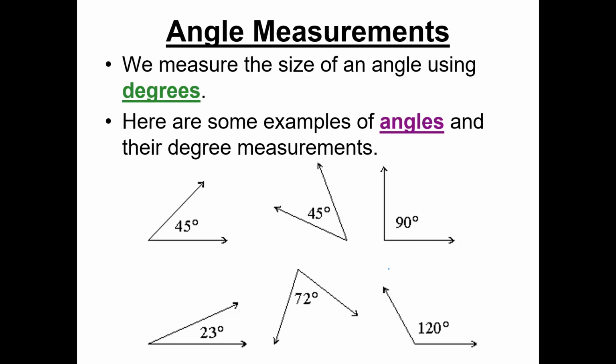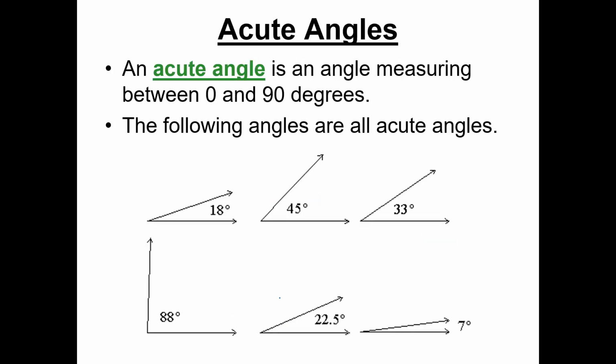Here are some examples of angles and their degree measurements. This angle here, if you use your protractor, would be 45 degrees, and so on. There are basic types of angles that we're going to learn today. The first type is what we call the acute angle. Remember this: an acute angle is an angle measuring between 0 and 90 degrees. Keep in mind that an acute angle is between 0 and 90 degrees.